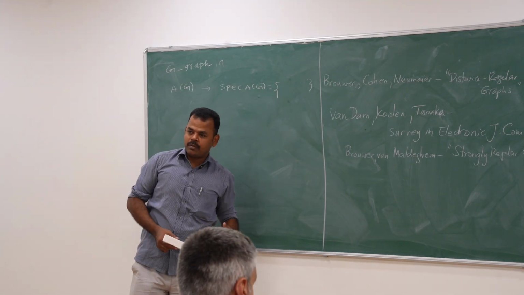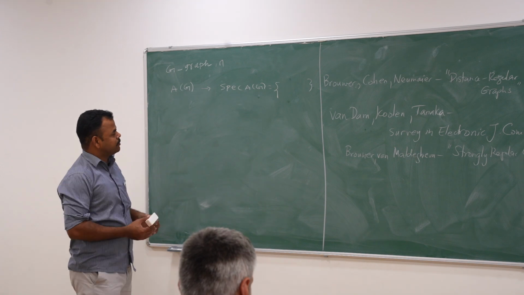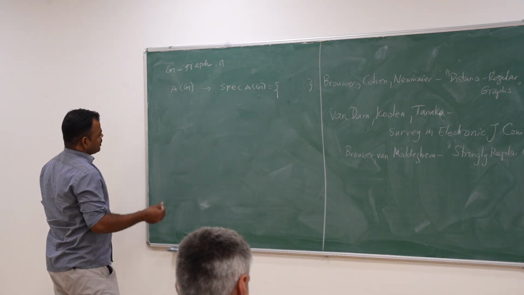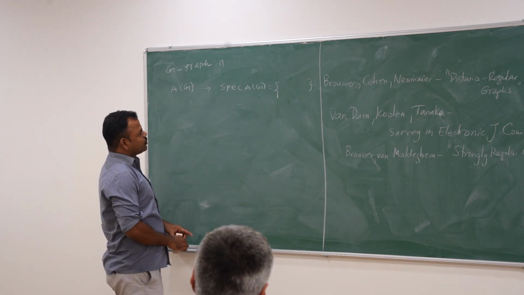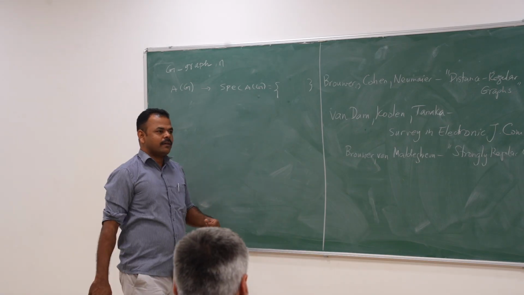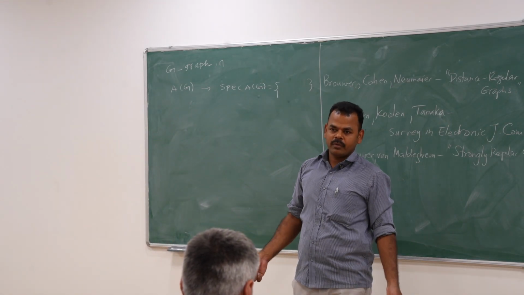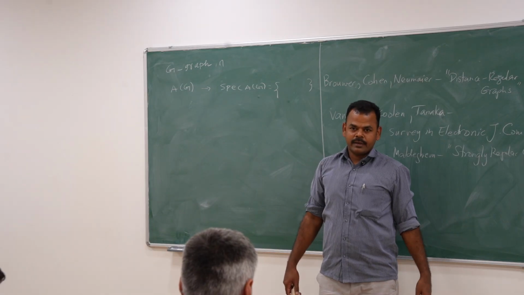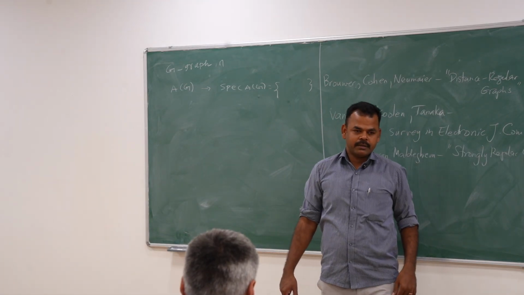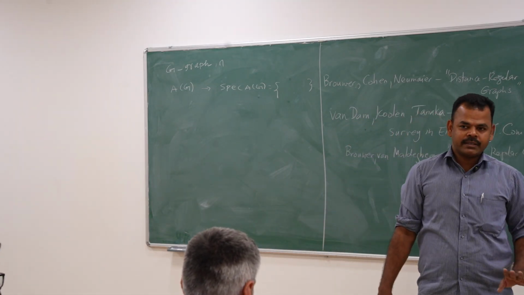Okay, this is an interesting problem which was considered, I think, in the 1950s. So first people thought that isomorphism and cospectrality are the same. Okay, two graphs are isomorphic if and only if their corresponding adjacency spectra are the same, but quickly people realized that that's not true.